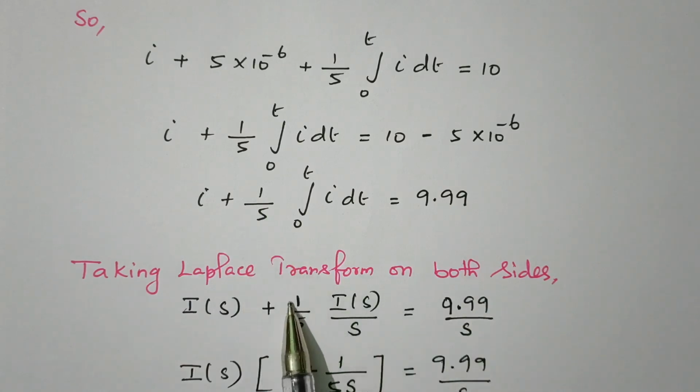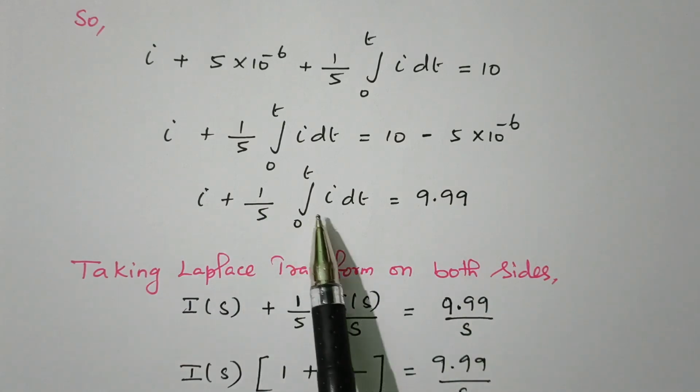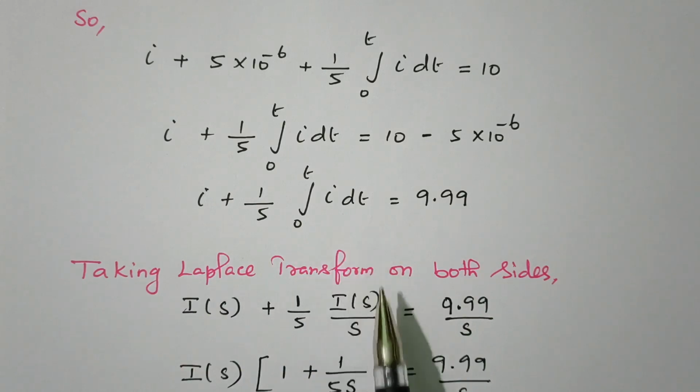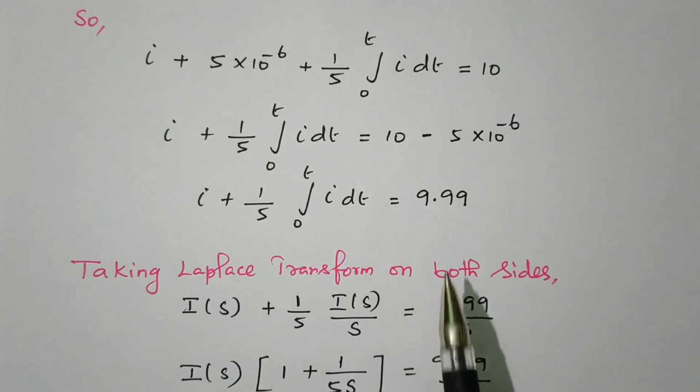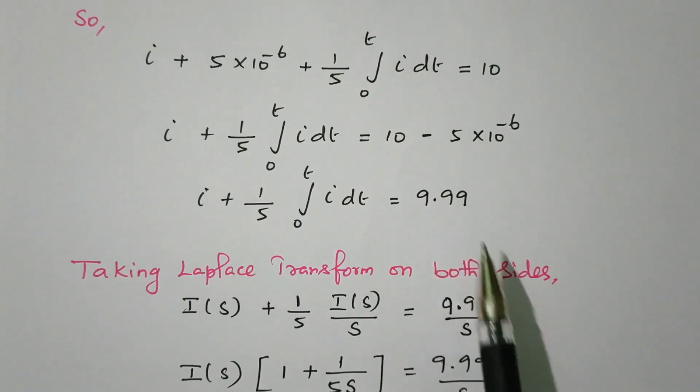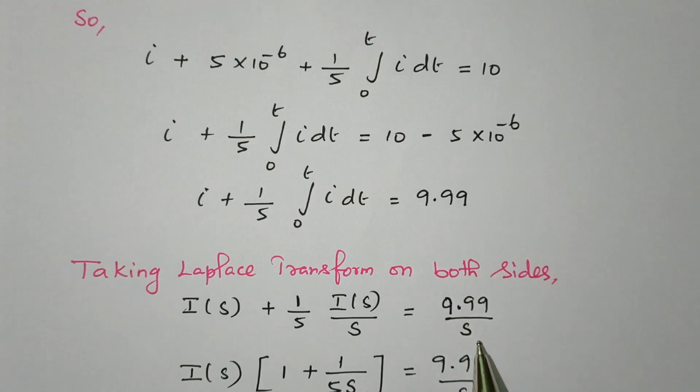Then 1 by 5 integral 0 to t I dt. The Laplace is I of s divided by s. The Laplace of di by dt is s into I of s, differentiation. Integral means I of s divided by s. Similarly, constant 9.99 means 9.99 divided by s. That is the Laplace transform.